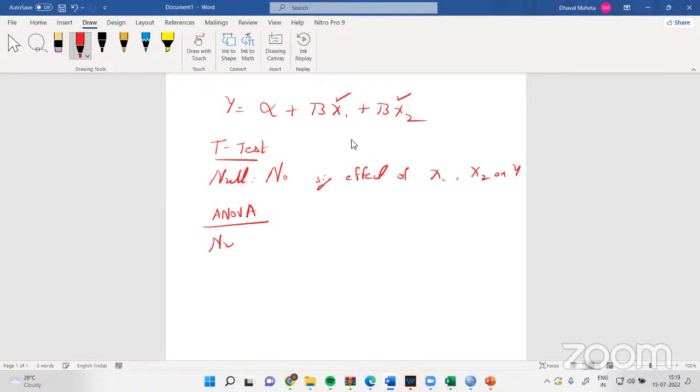What will be the null? What will be the null? Jointly.